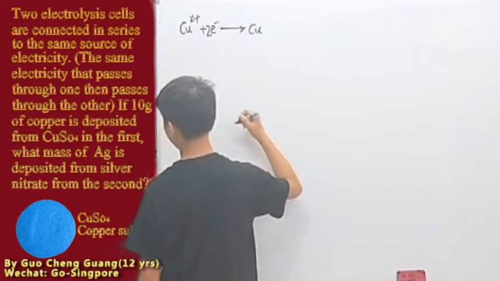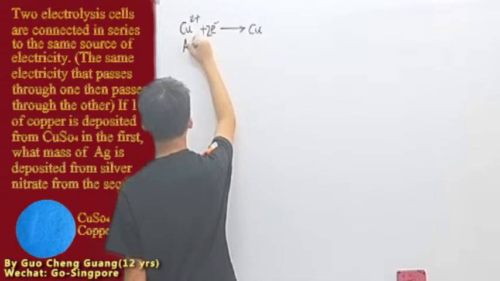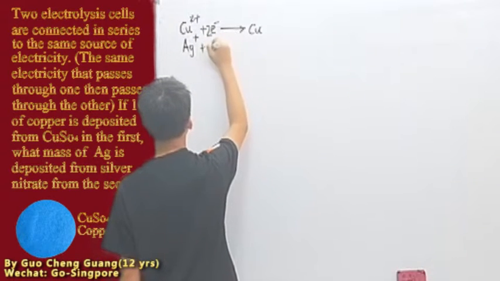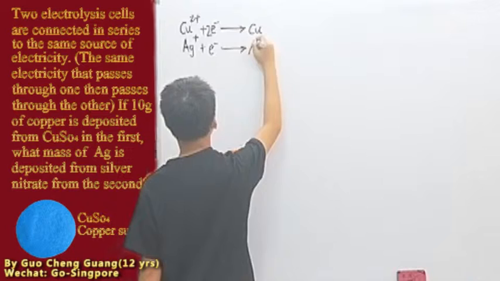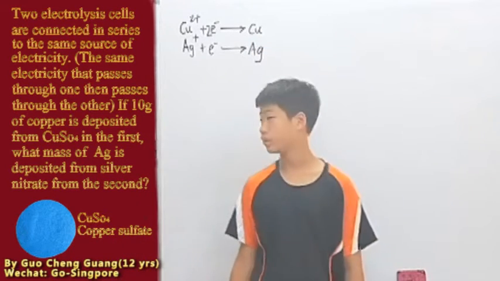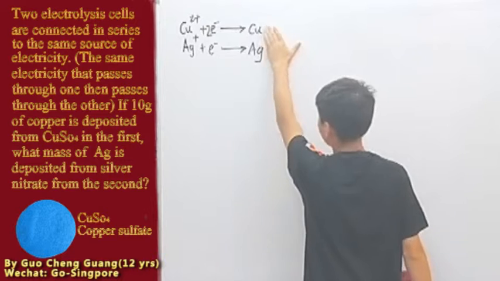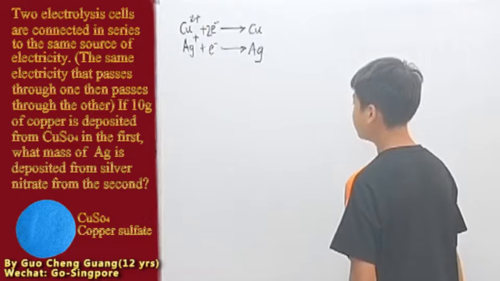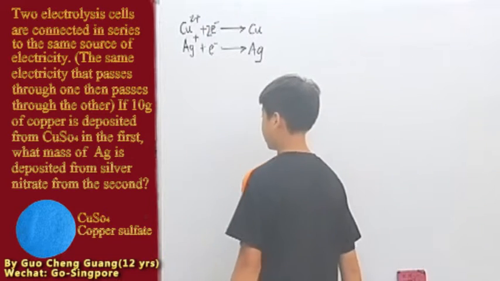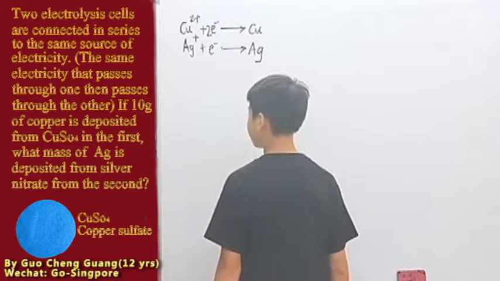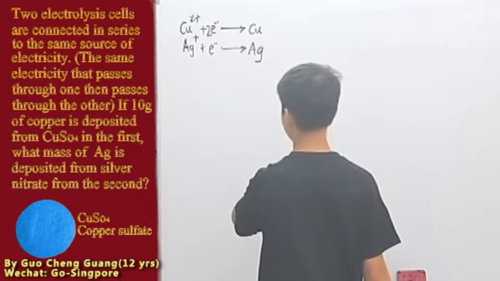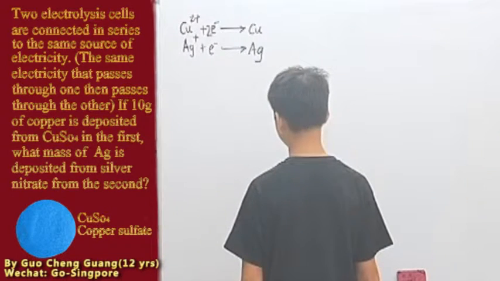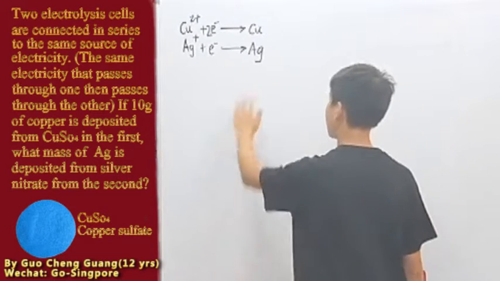How about silver? Silver in this part is just +. So you only need 1 electron to get your silver. These are separately copper metal and silver metal. You want to find the mass of silver that you get. Let's see what we're given. We are given the mass of copper that we've got. Now we want to find the mass of silver. But wait, we only know the mass of copper.